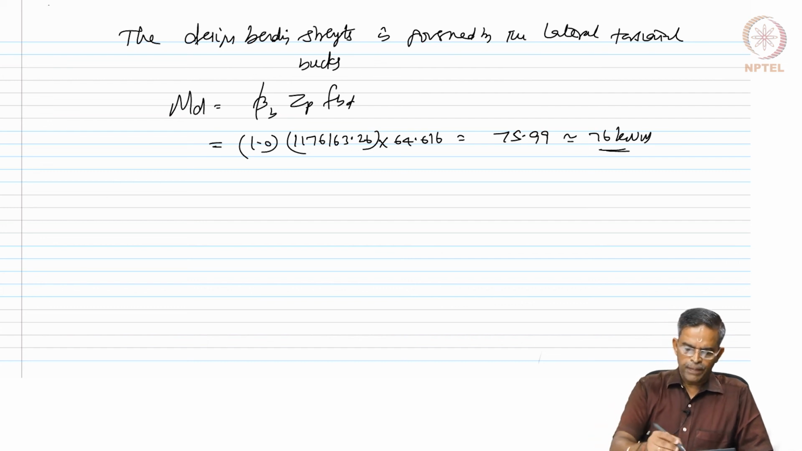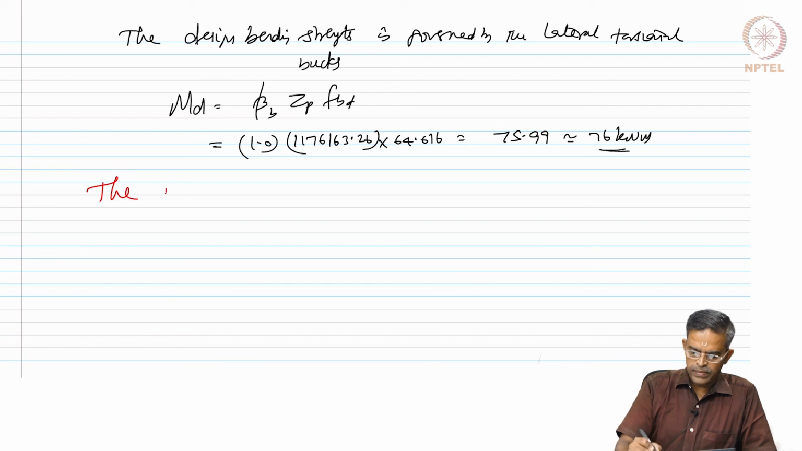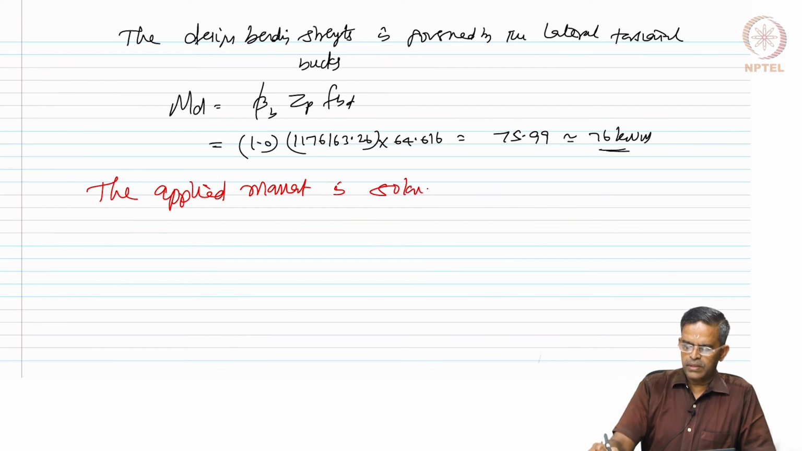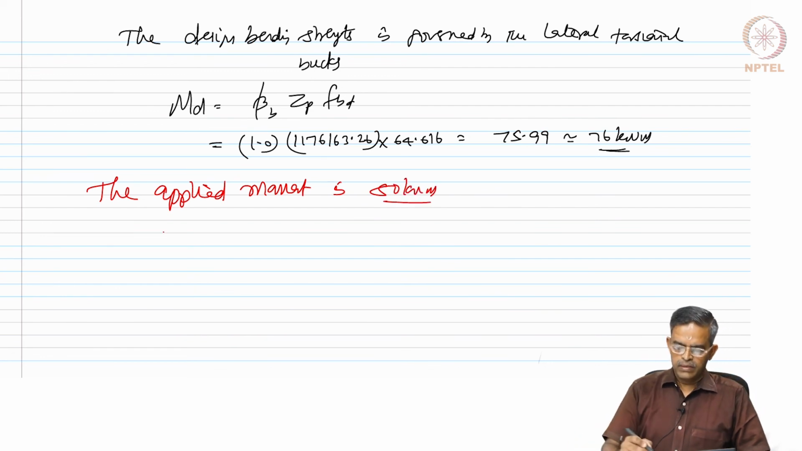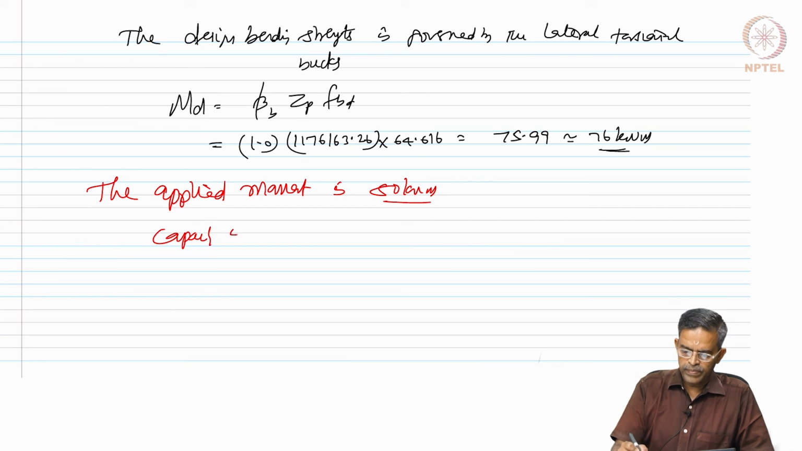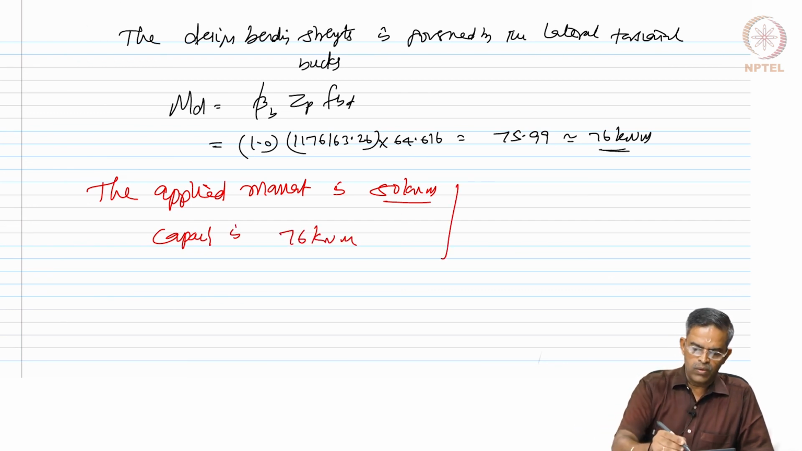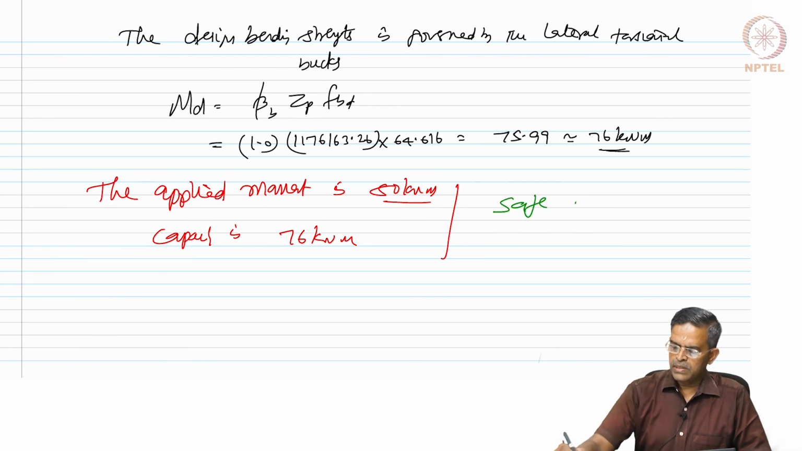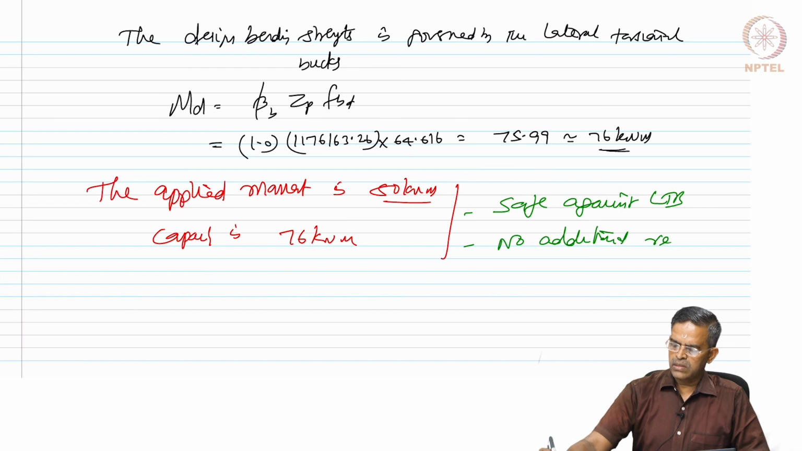Okay. The applied moment is 50 kilonewton meter. The capacity is 76 kilonewton meter. Therefore, we can say the beam is safe against lateral torsional buckling. No additional restraints are required.